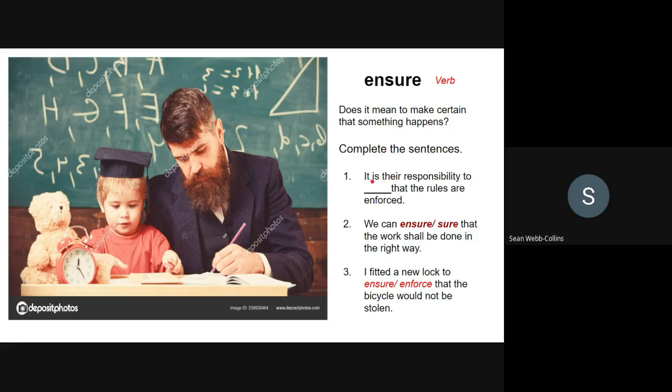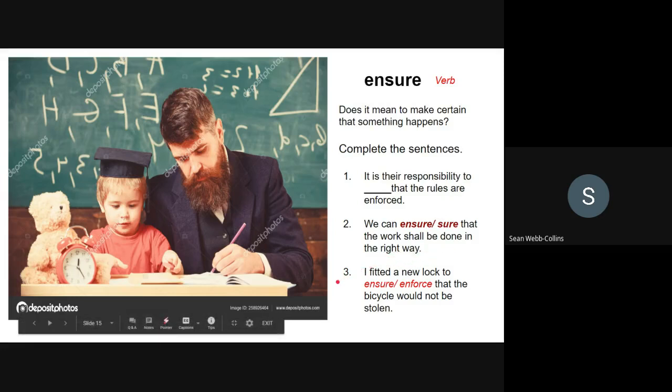So it is their responsibility to ensure that the rules are enforced. Once more, number 1, it is their responsibility to ensure that the rules are enforced. Number 2, we can ensure that the work shall be done in the right way. What's the answer? Of course, ensure. We can ensure that the work shall be done in the right way.